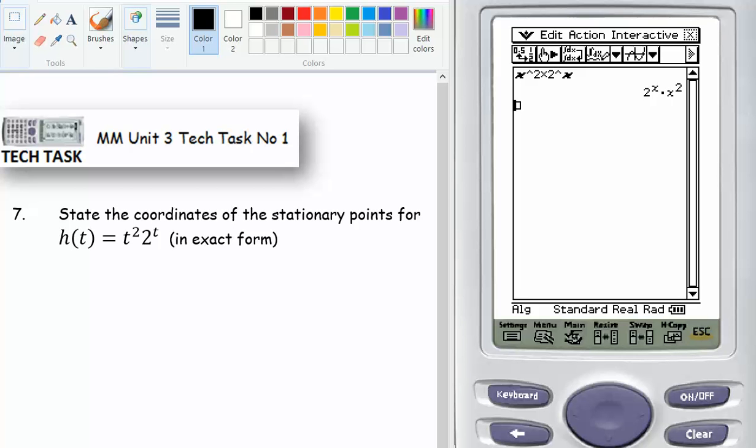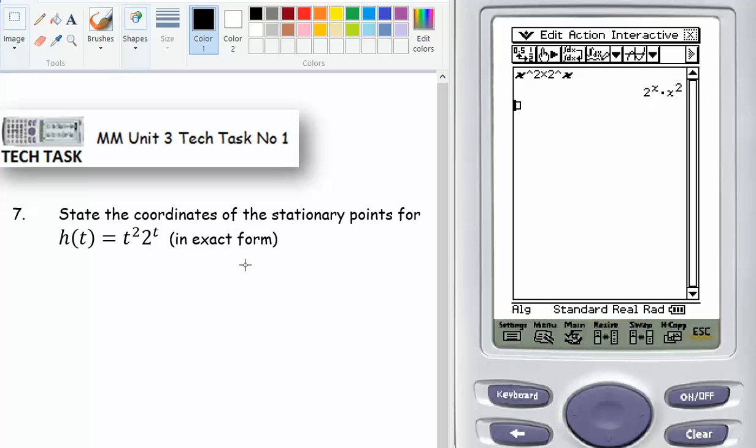This is for Year 12 Methods. It comes out of the orientation pack. It's Tech Task number 1, question 7. State the coordinates of the stationary points for h(t), where h(t) equals t squared times 2 to the power of t, in exact form.